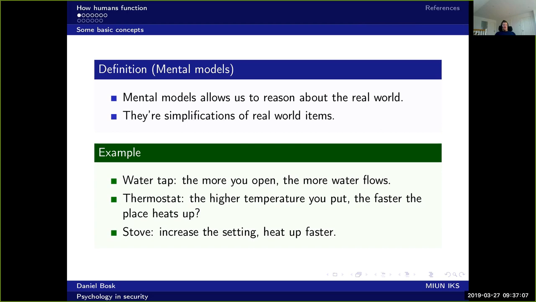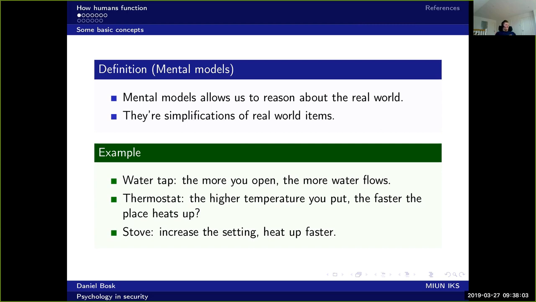Now, there are other things, for instance, the thermostat, where you might apply the same model. The more you open it, the more it flows. And in the case of the thermostat, it's heat that we're thinking about. So for instance, the higher you turn the temperature, the more heat flows out of the radiator, and then the place will heat up much faster. However, this is not entirely true for electric radiators, because the way they work is that they go on maximum whenever the temperature is below the setting, and then they run on maximum effect until the temperature is reached.